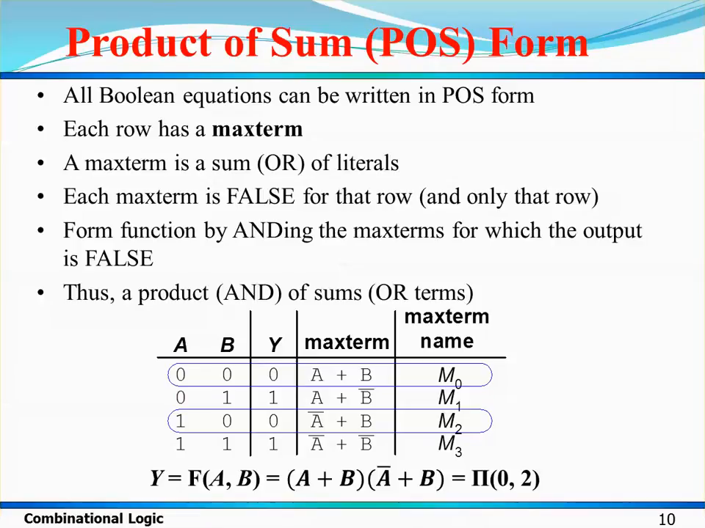So the output function y is a function of a and b, and it is the product of sums. One sum is a or b, and the second sum is a bar or b. We need to do the product, the AND operation here, and it is represented by the big pi here, and inside the bracket there are 2 max terms. The max term 0 here and the max term 2 here.